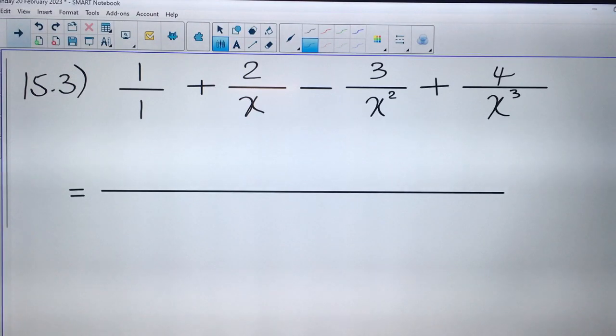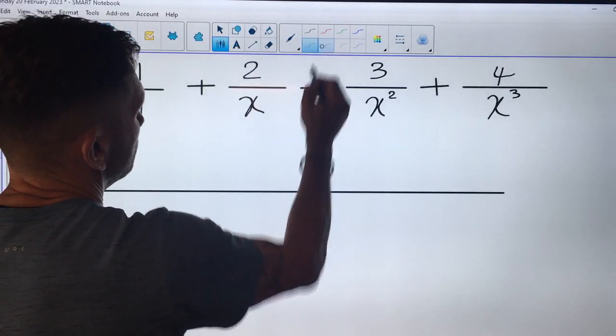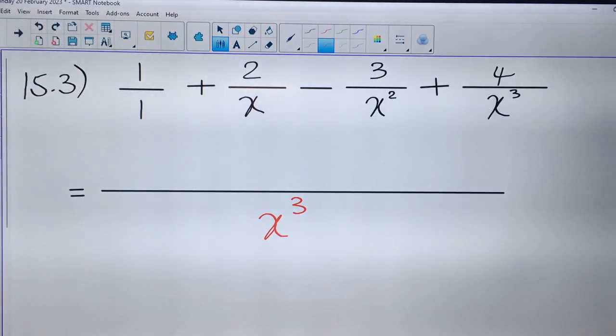What is the new denominator? Are there any numbers in front of them that we have to consider? 1, sir. So that's no. So we only have to look at the unknowns. So for the lowest one, do we pick the lowest power or the highest power? The highest power. So that makes this one x to the power of 3. Now you have to fill in the rest.